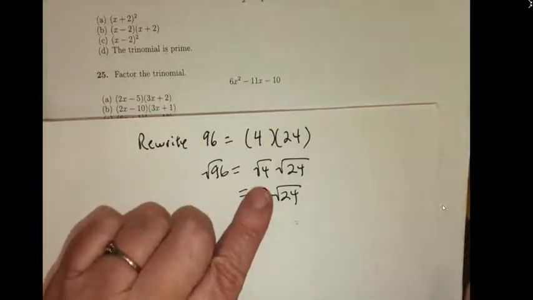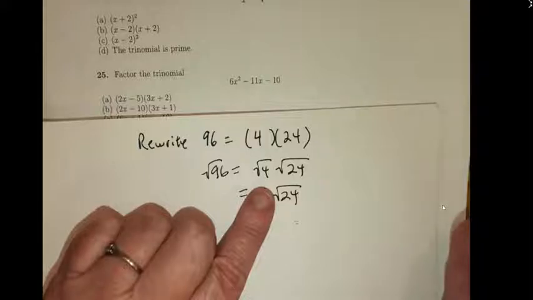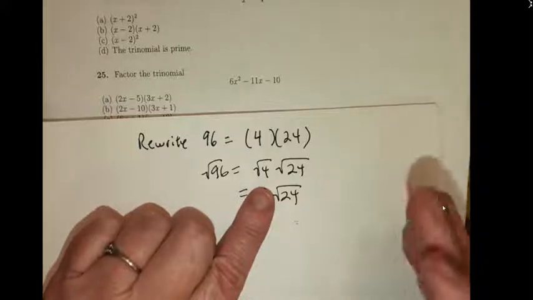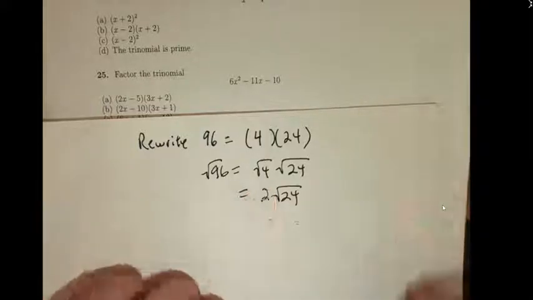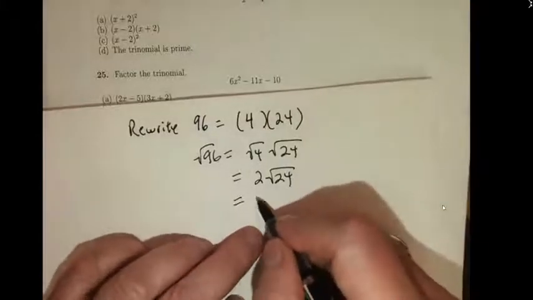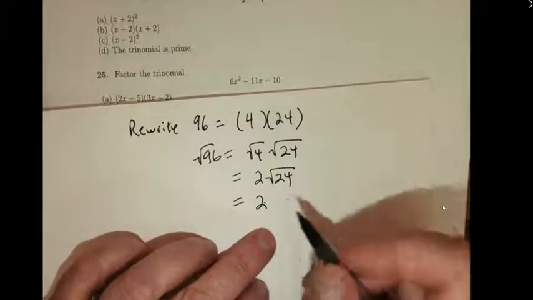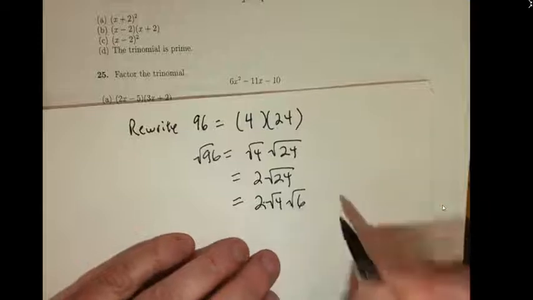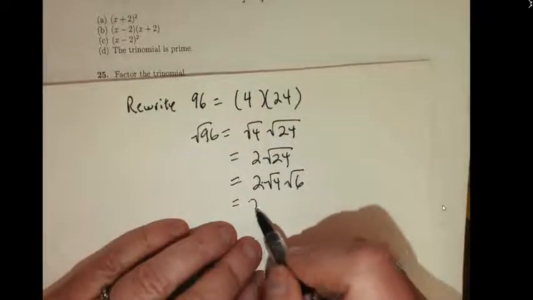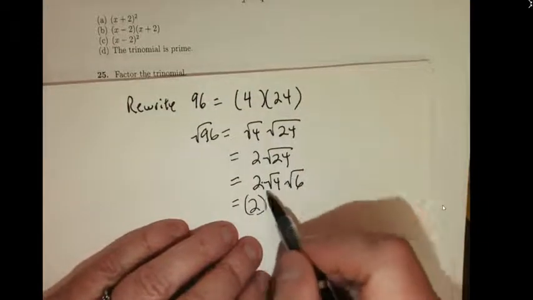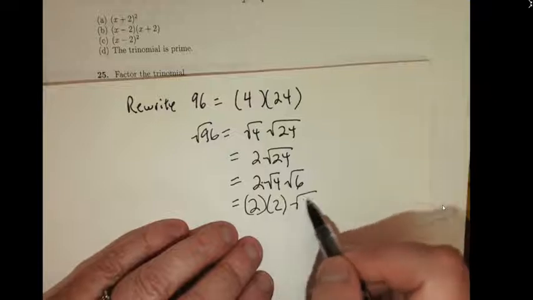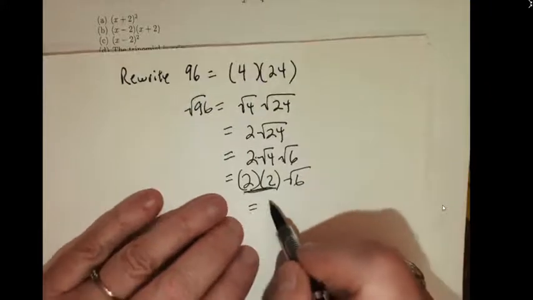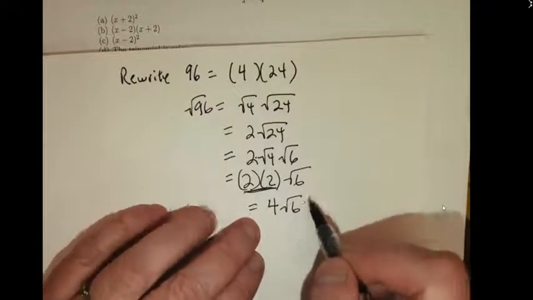24 is 8 times 3, but 8 is not a perfect square and 3 is not a perfect square. 24 is also 4 times 6. So I can rewrite the square root of 24 as the square root of 4 times the square root of 6. Now, the square root of 4 is 2, and those multiplied together will give me that.